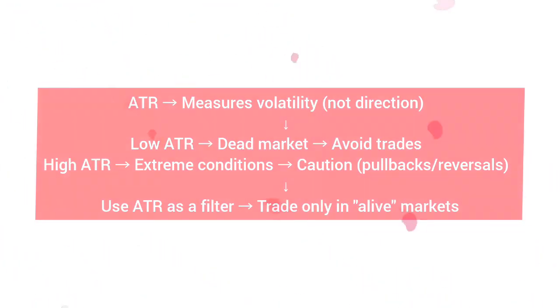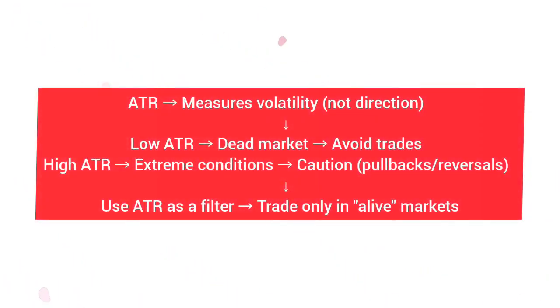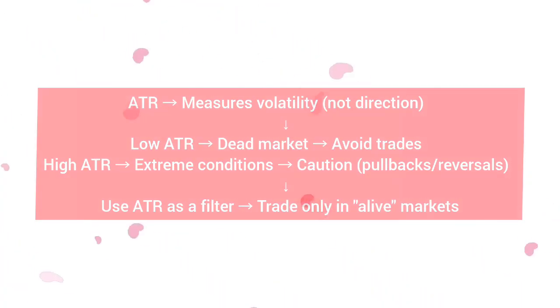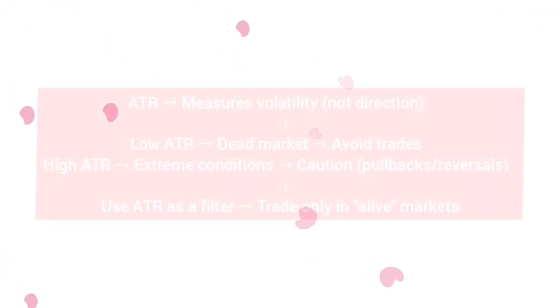On the other hand, a very high ATR signals extreme market conditions, often caused by major news or trend exhaustion, which itself warns us to be cautious of potential pullbacks or reversals. By using ATR as our first filter, we ensure we only spend our time and capital in markets that are alive and have enough energy to produce profitable moves.